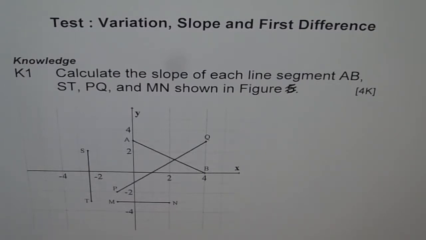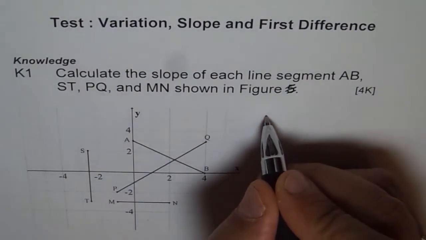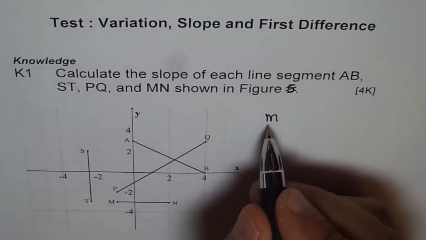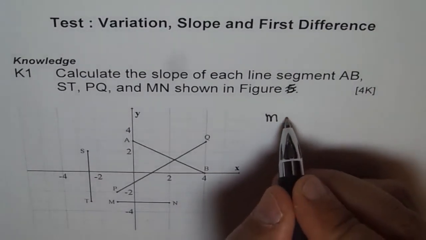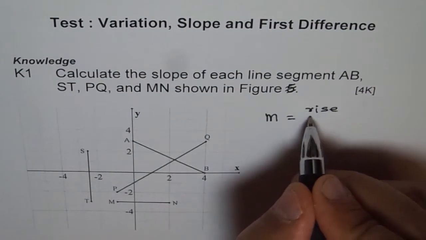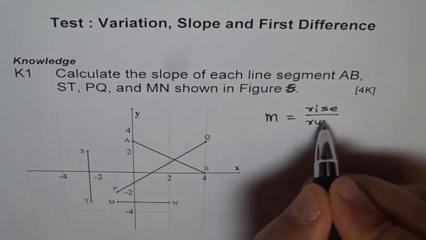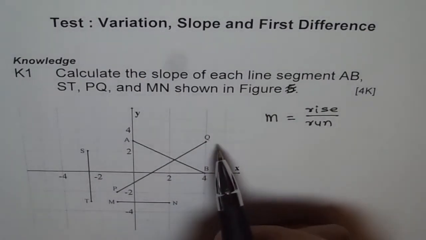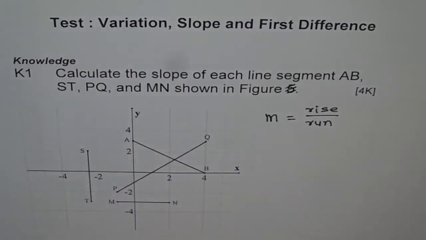Now, what is slope? Slope is rise over run, right? And normally we write slope with letter M. So let M be the slope of any line, and it is rise over run. Now, how do you find the rise? Normally, let's take any particular graph. Let me use the big one, the PQ one, right?